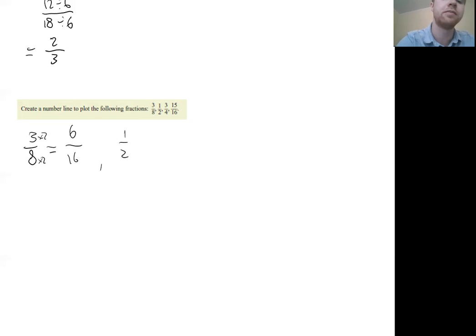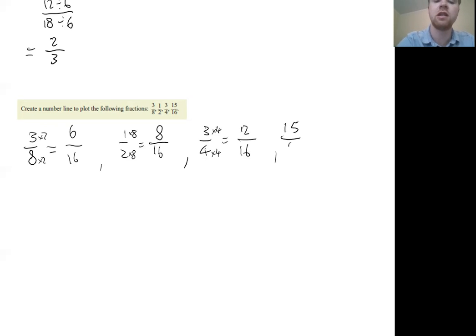For a half, if we want to get sixteenths, we're going to times the bottom by 8 and the top by the same amount, and we get 8/16. If we have 3/4 and we want to equal something over 16, we're going to times the bottom by 4 and the top by 4, and we get 12/16. And then we don't have to convert 15/16 at all because it's already got 16 as its denominator. So now we can see really clearly which one is the biggest, which one is the smallest, and how far apart they are relative to each other.